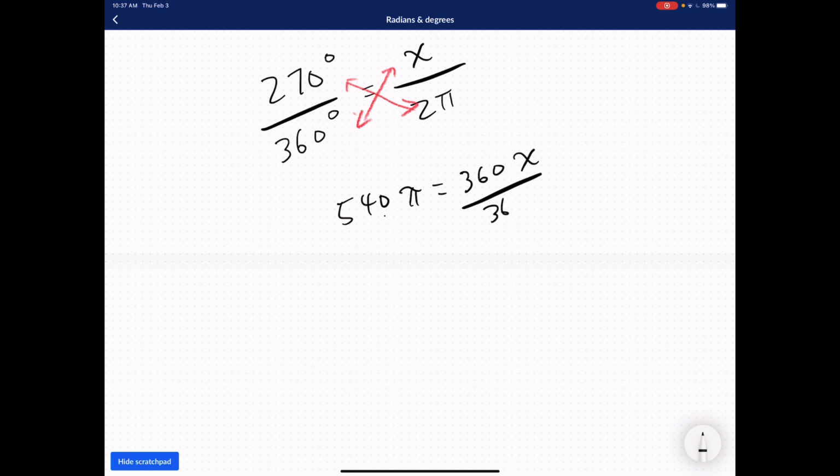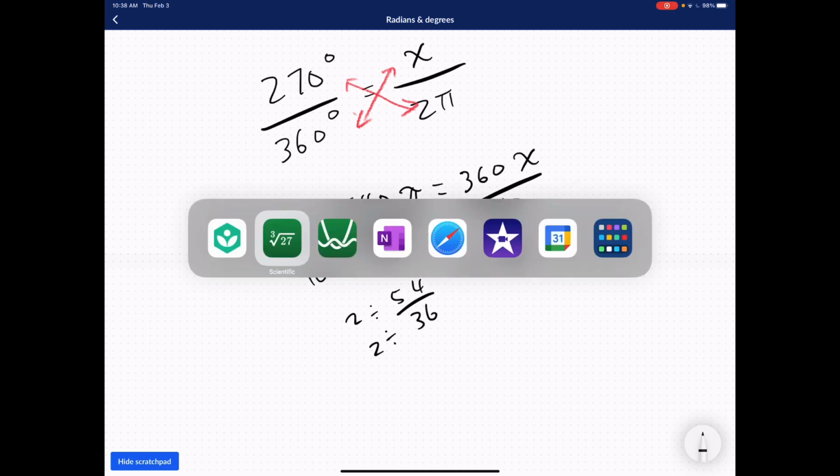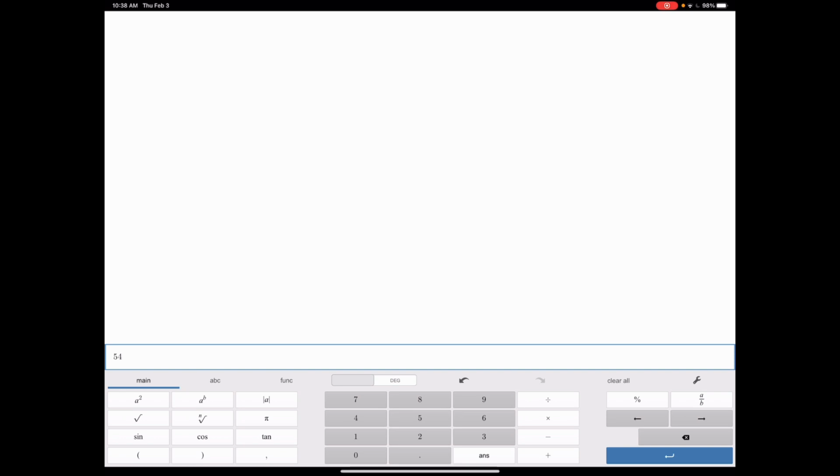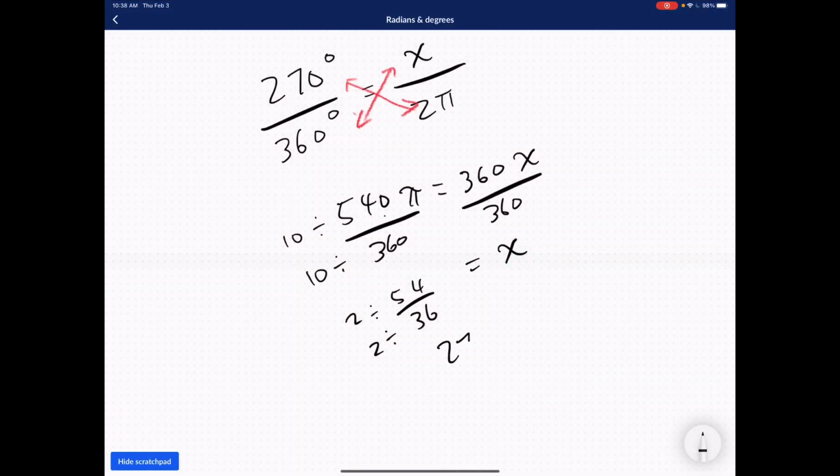540 pi is equal to 360 x, and then we divide by 360 on both sides, and we get x is equal to 540 pi over 360. We divide the numerator and the denominator by 10, we get 54 over 36, and we divide the numerator and denominator by 2. What's 54 divided by 2? Oh my gosh, that's 27. 27 over 18, which is x.